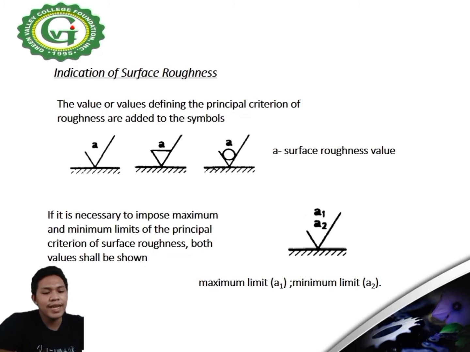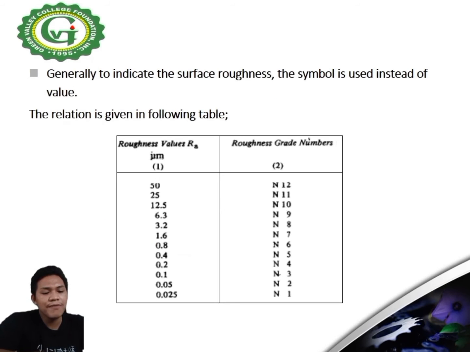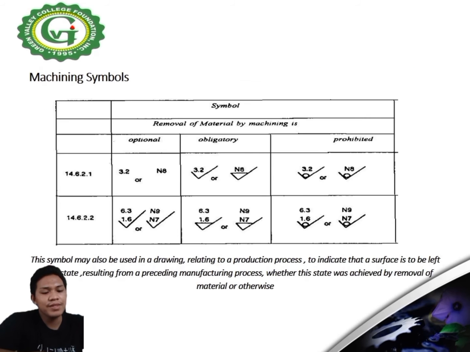Generally, to indicate the surface roughness, a symbol is used instead of the value. The relation is given in the following table. That table shows the surface roughness and its symbols. Machining symbols. Optional 3.2 or N8. Obligatory 3.2 or N8, as shown in that data.